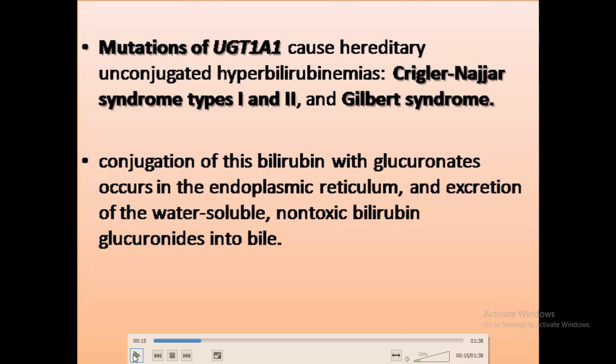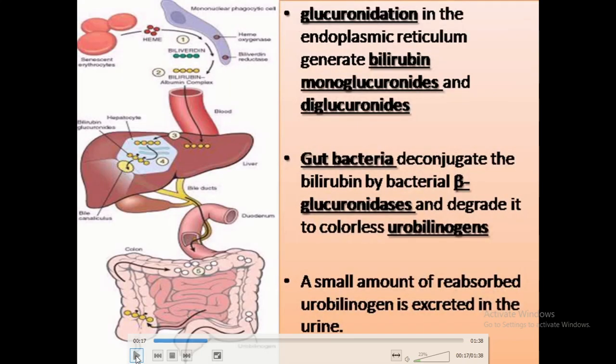Conjugation of bilirubin with glucuronides occurs in the endoplasmic reticulum, followed by excretion of water-soluble, non-toxic bilirubin glucuronides into bile. Glucuronidation in the endoplasmic reticulum generates bilirubin monoglucuronides and diglucuronides, and in the intestine, gut bacteria deconjugate the bilirubin by bacterial beta glucuronidases and degrade it to colorless urobilinogen. A small amount of reabsorbed urobilinogen is also excreted in urine.